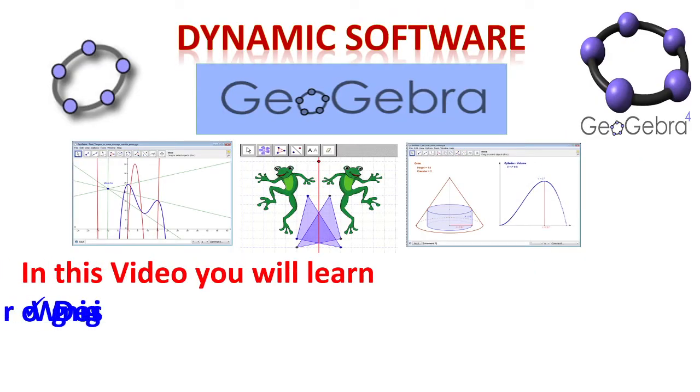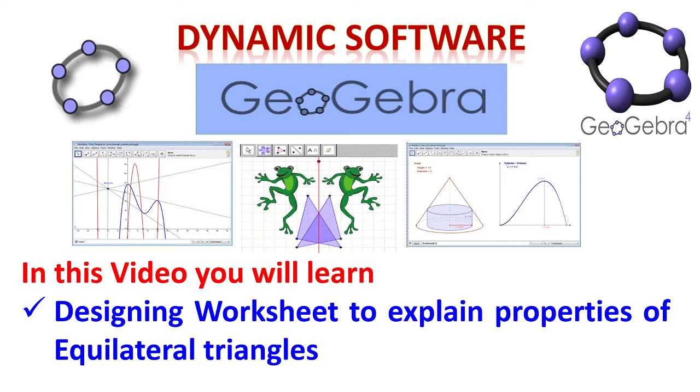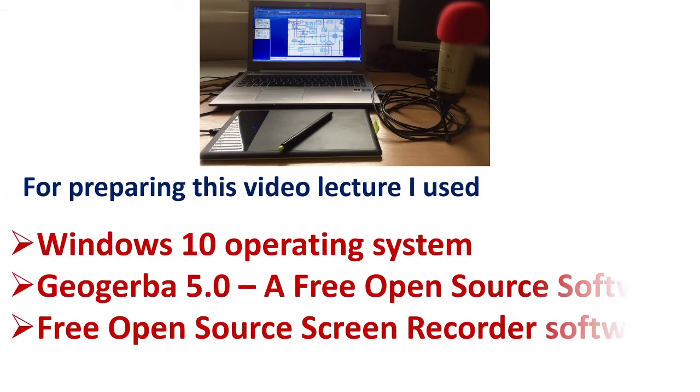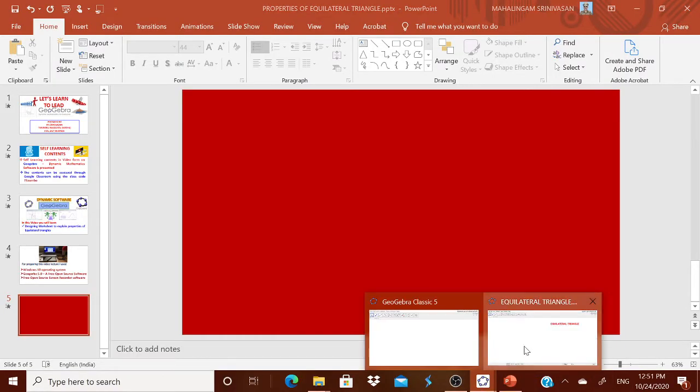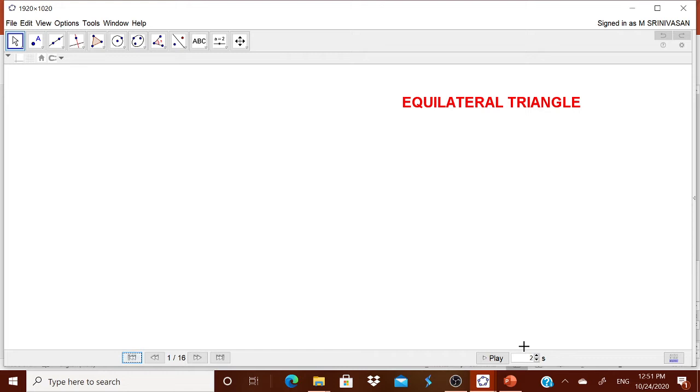In this video, you will learn designing a worksheet to explain properties of an equilateral triangle. For preparing this video lecture, I used Windows 10 operating system, a licensed version, GeoGebra 5.0, a free open source software, and free open source screen recorder software. Let us start. Let me explain what type of worksheets we are going to prepare.